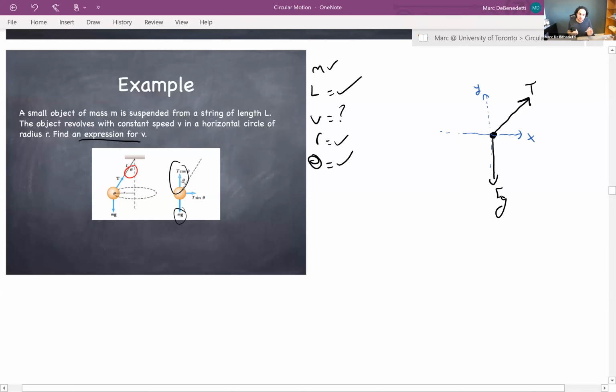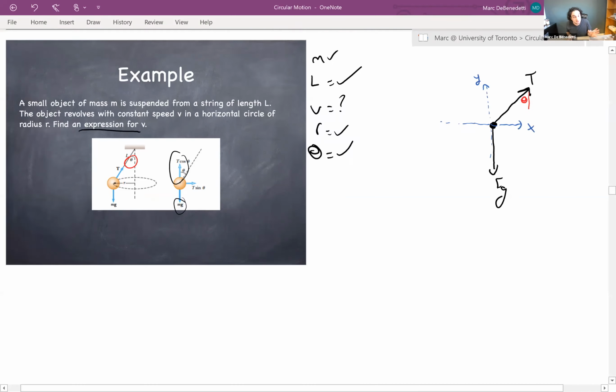And the picture has depicted that the angle they're giving us is in reference to the vertical. That's fine. Another question might give you a different angle. Who cares? I'm just going to label what they give us and do grade 9 geometry based on what angle they give us. So there's my free body diagram.